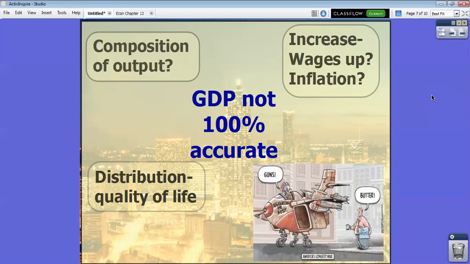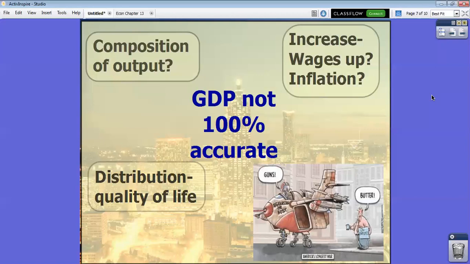So we're not able to say with 100% accuracy that the standard of living is going up because the GDP went up, because we don't know what was produced necessarily, and did that really make an impact on the average person.